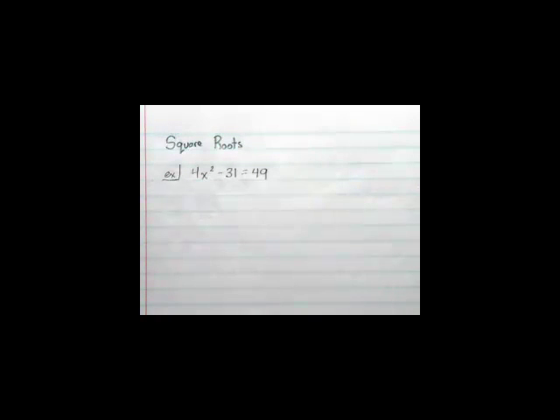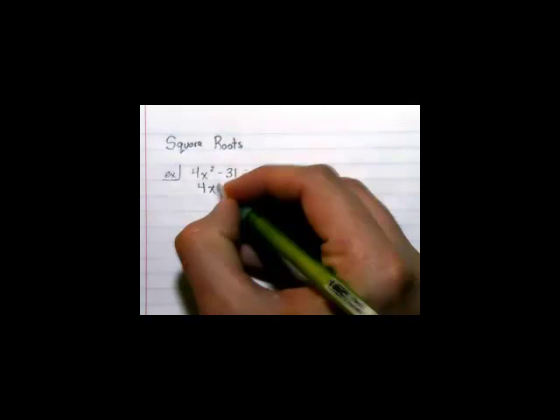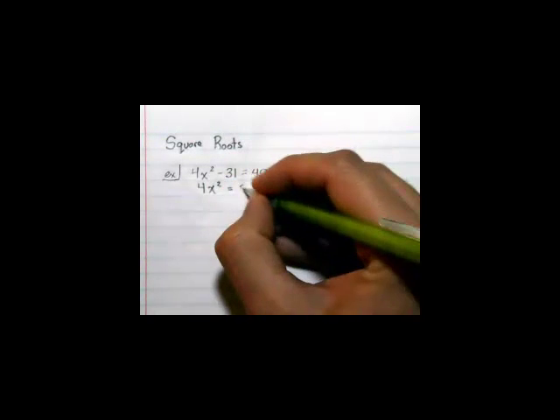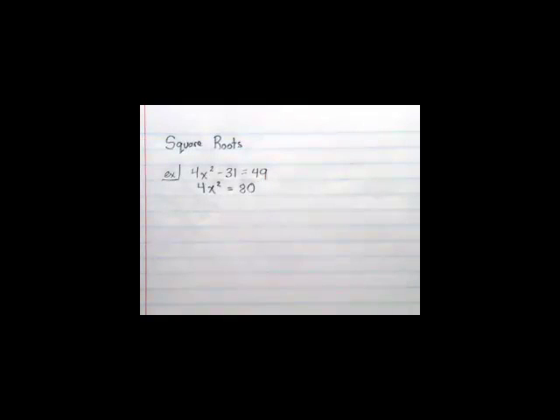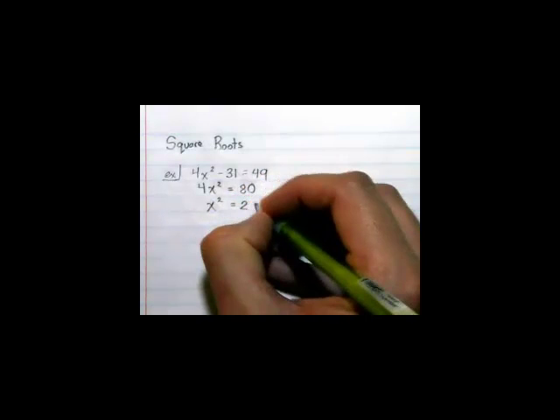When I say isolate the square, I mean get the squared part of the equation by itself. So if that's my goal, what should I do first? Add the 31. And what is 49 plus 31? 80. Have I completely isolated the square yet? Not yet. What do I still have to do? Divide by 4. So divide each side by 4, and I get 20.